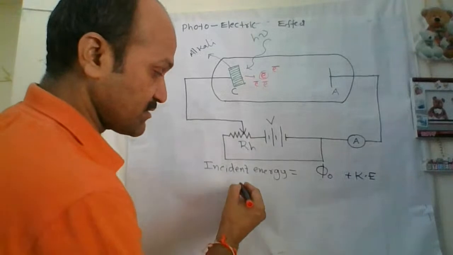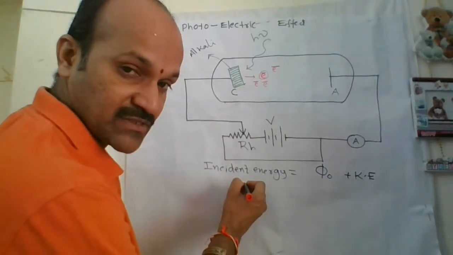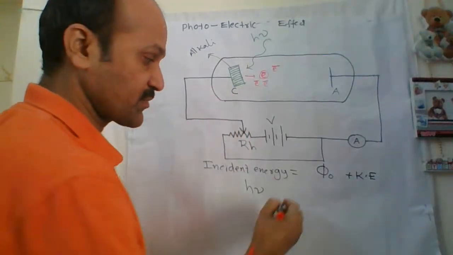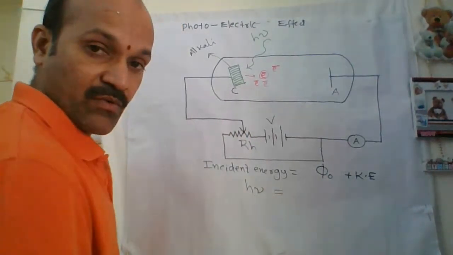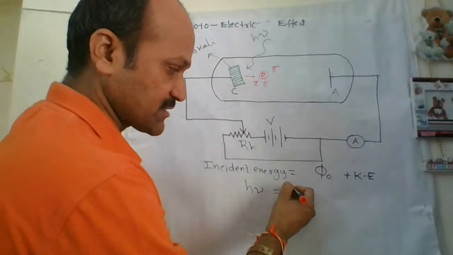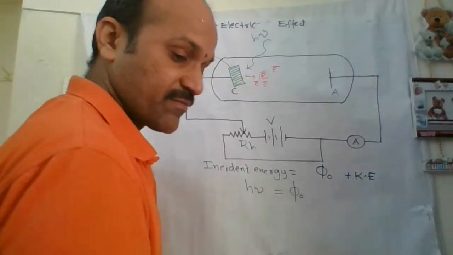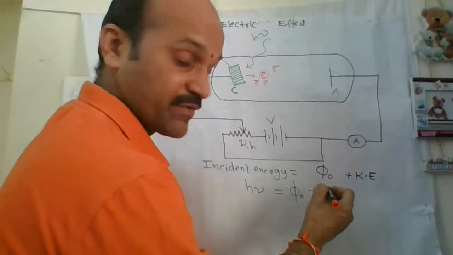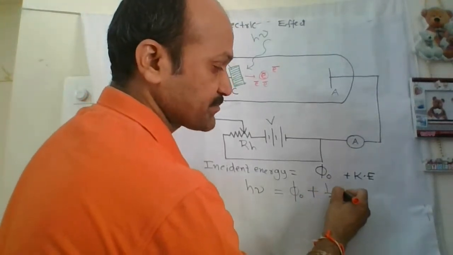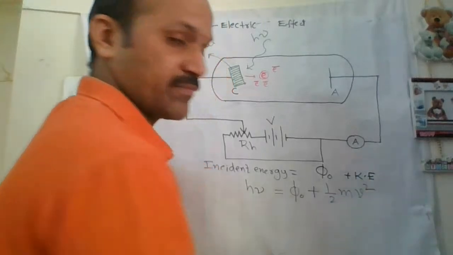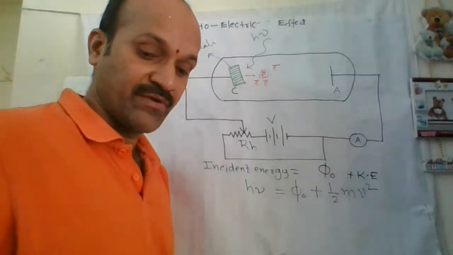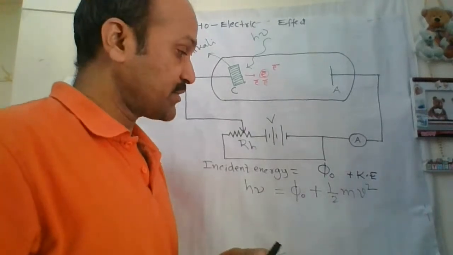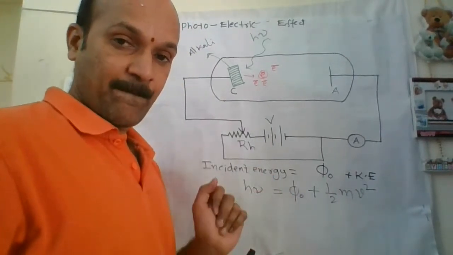Now we'll write the formula. What is the energy of the incident photon? h nu. What is the work function? Let us write phi naught. Say the electron is moving with velocity v, then kinetic energy is half m v square, where m is the mass of the electron. Is this clear? Right.